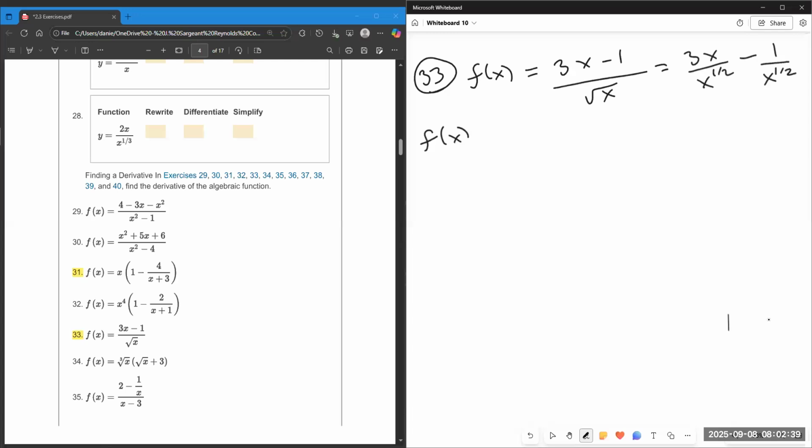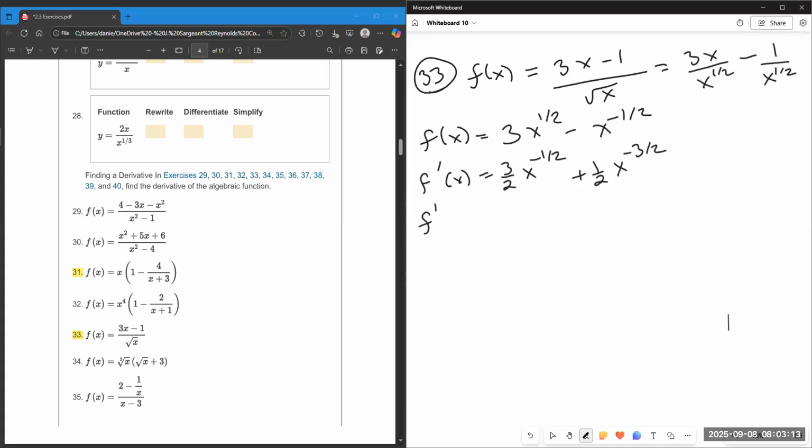So f of x is equal to 3x to the 1/2 power minus x to the -1/2 power, and I'm back to the product rule now, or power rule. So 3 times 1/2 is 3/2. Drop the exponent by 1. -1/2 times -1 is +1/2. Drop the exponent by 1. And then we're going to write this with a common denominator here in a second, but let me bring my negative exponents down for you.